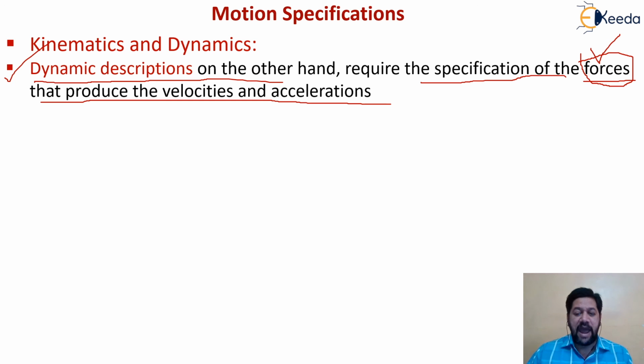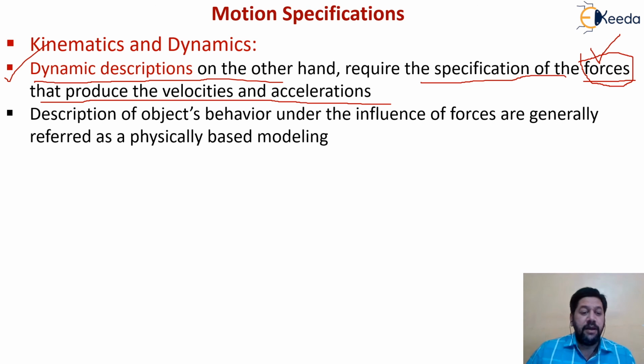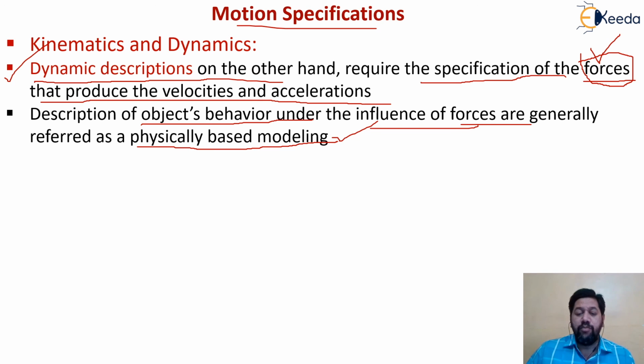Whether one person is pushing another person and then that person is falling down, or the person is falling down directly, we have to specify the forces in the dynamic description. The description of object behavior under the influence of forces is generally referred to as physically based modeling. This is the third method that we are using for motion specification or the motion picture.